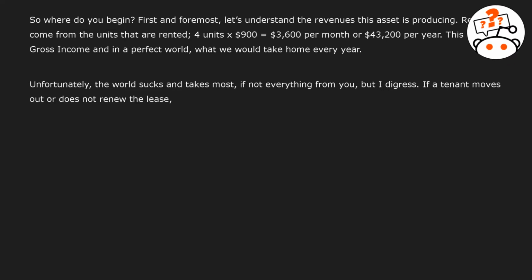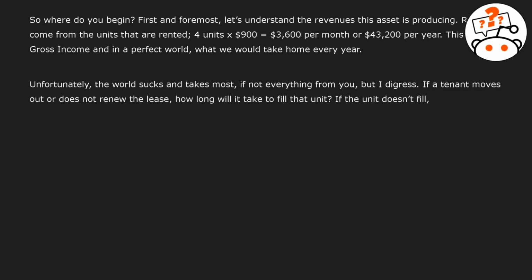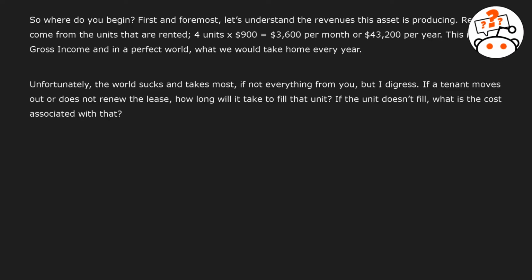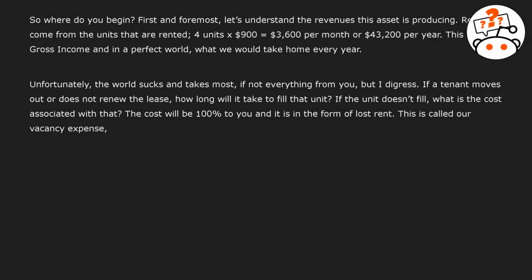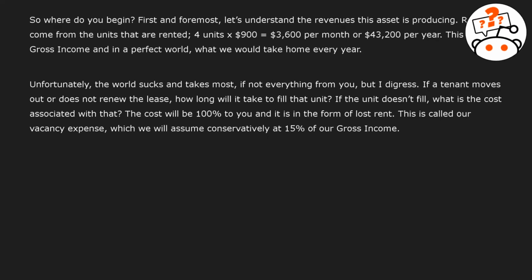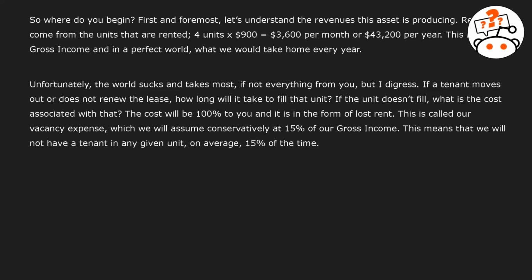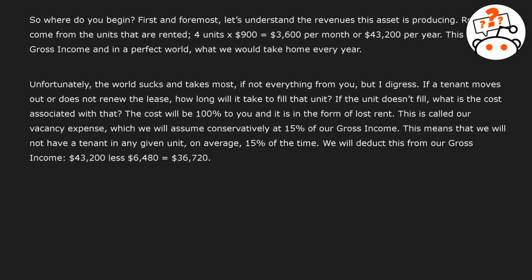If a tenant moves out or does not renew the lease, how long will it take to fill that unit? If the unit doesn't fill, what is the cost associated with that? The cost will be 100% to you, and it is in the form of lost rent. This is called our vacancy expense, which we will assume conservatively at 15% of our gross income. This means that we will not have a tenant in any given unit, on average, 15% of the time. We will deduct this from our gross income. $43,200 less $6,480 equals $36,720. This is our effective gross income.